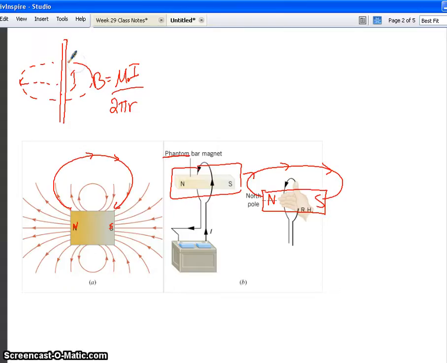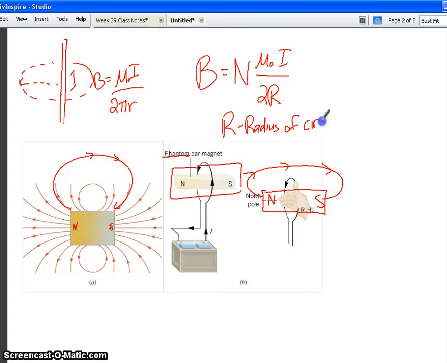Now we're going to modify that just a little bit. Our magnetic field is going to be N, I'll get to that in a second, times the permittivity of free space times the current. So this is the exact same, you can see. And on the bottom, we have 2, and we're going to do capital R, capital R being the radius of the circle. And N is the number of turns or loops.